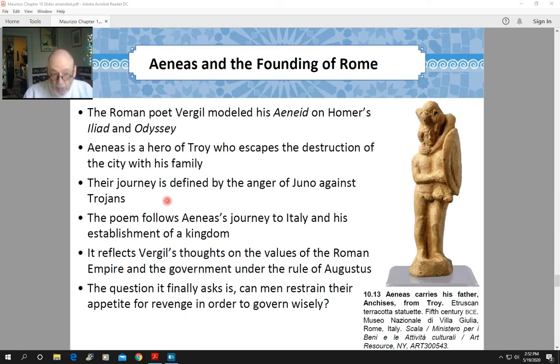It's a 12-book work, but each book is twice as long as a book in the Iliad or Odyssey, so the length of the Aeneid is the same as the Iliad or the Odyssey. The first 6 books cover Aeneas' travels, so that's like the Odyssey portion of the poem, and then books 7 through 12 deal with Aeneas fighting a war in Italy so that he can actually stay there and establish a settlement, and that is basically the Iliad portion of the story.